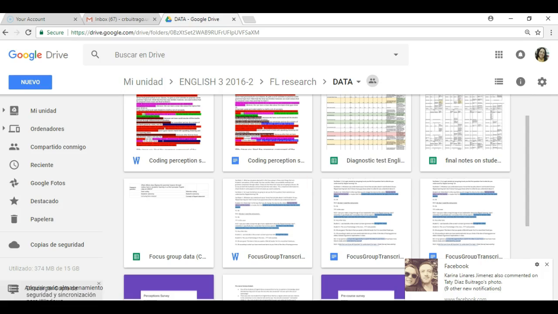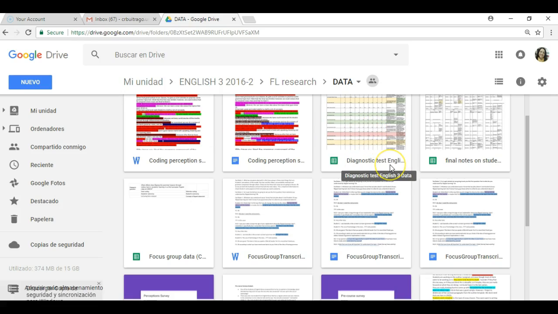So in Simon's work, you can see that he had multiple sources of data. He had a perception survey that he coded. He coded the comments part in the survey. He had a diagnostic test that tested English language proficiency. He also had some field notes on students' opinions on the videos. His project is about flipped learning and the use of video to learn grammar.